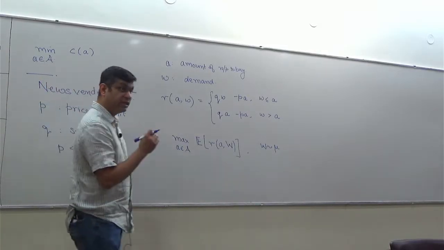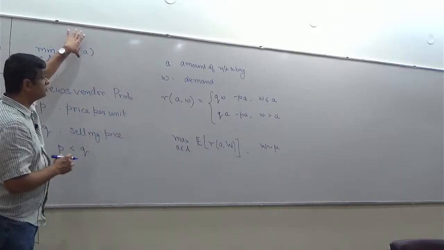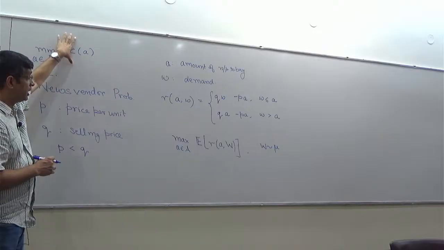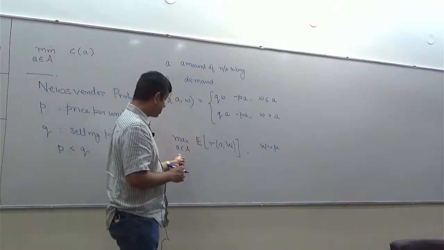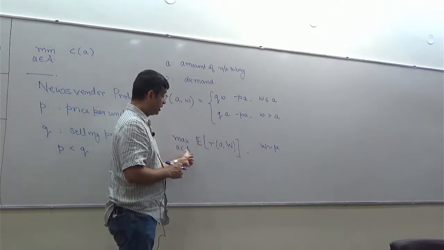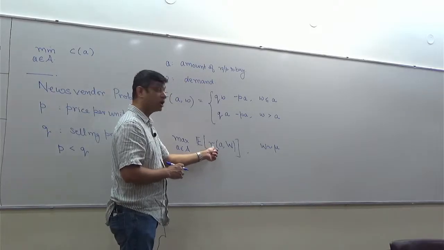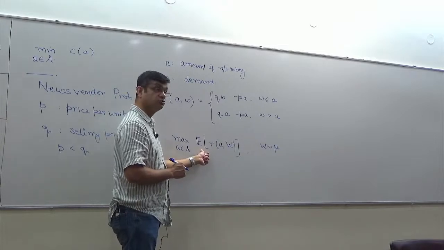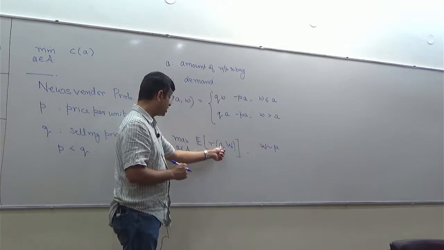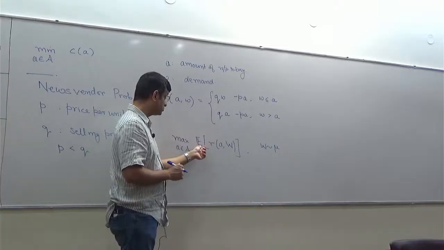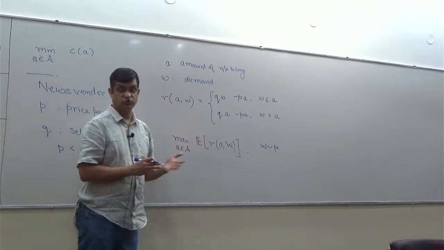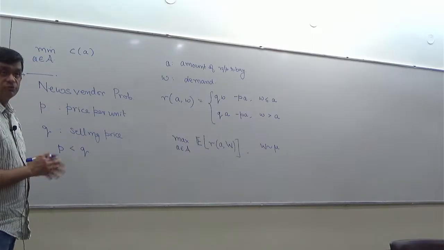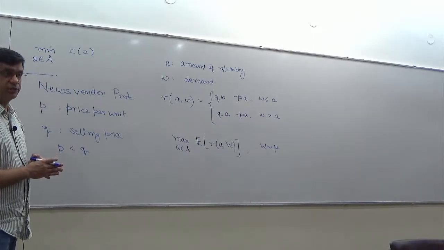So the key difference from the simple static optimization problem is that I'm still choosing one decision, except that my outcome is not deterministic. There are multiple outcomes, and I have to choose an action which maximizes or minimizes the expected value of some function. Is this clear? Any questions here?